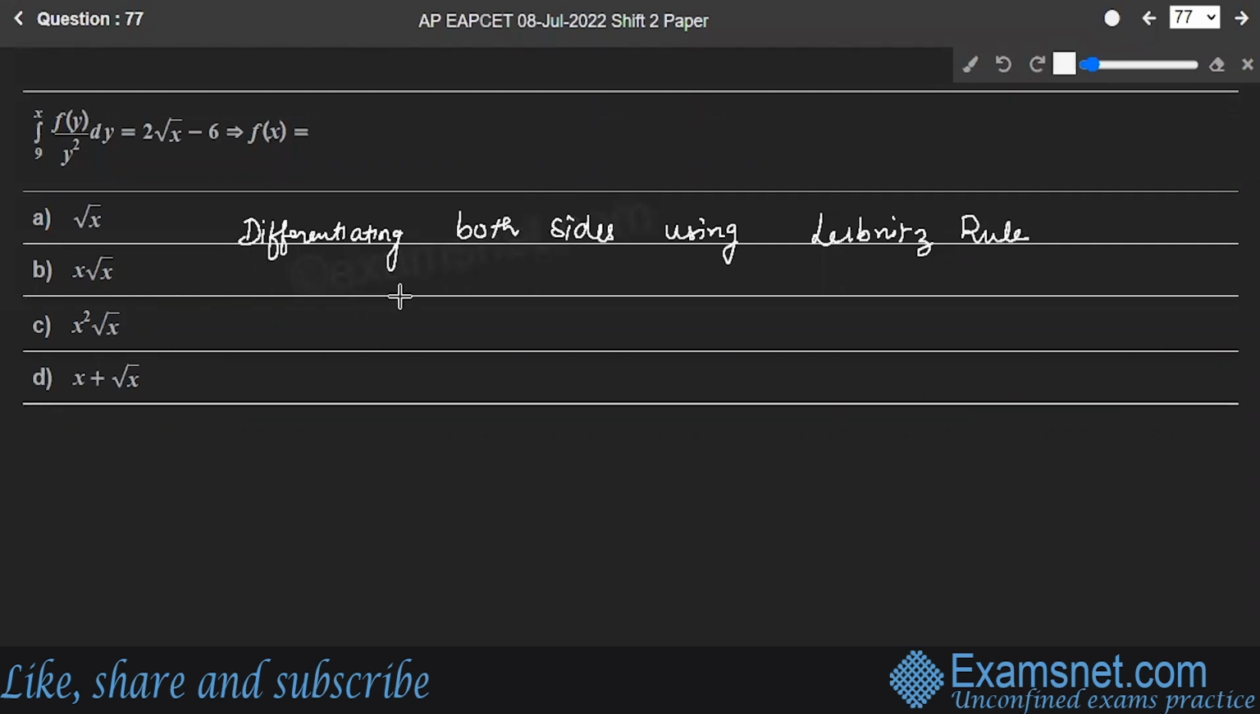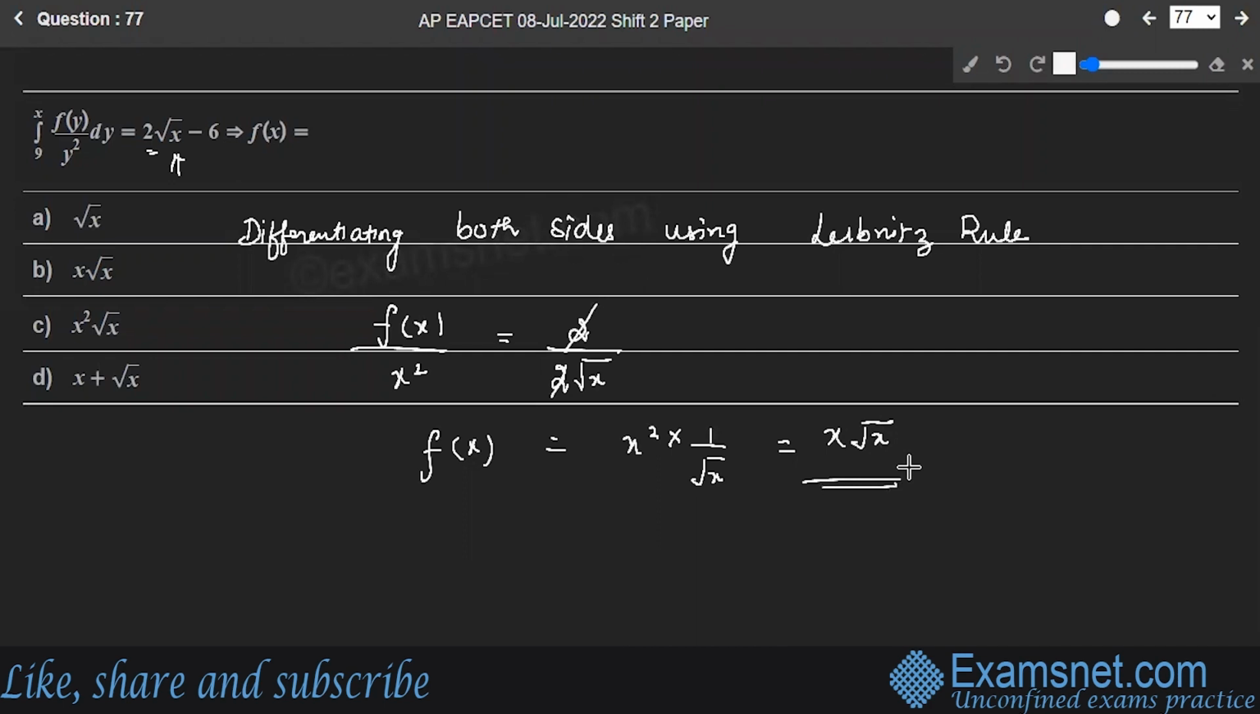What you will get? So this will be f(x) upon x square is equal to 2 upon 2 root x. Right? So 2 upon 2 root x will be 1 upon root x. So f(x) over here will be equal to x square into 1 by root x, which will be x root x. So using this rule, this was a pretty easy question, hardly a half-minute problem, and we have option B as the answer.